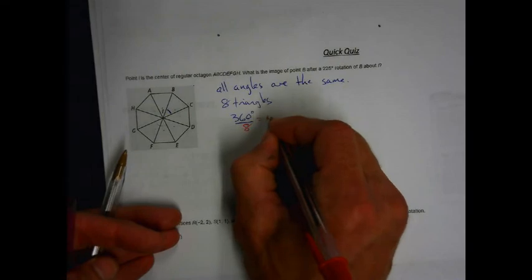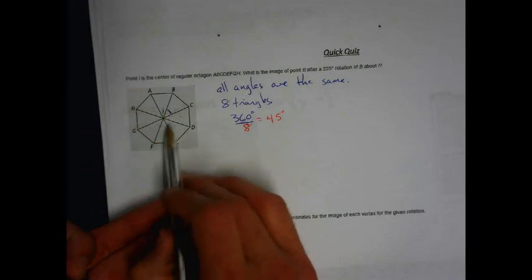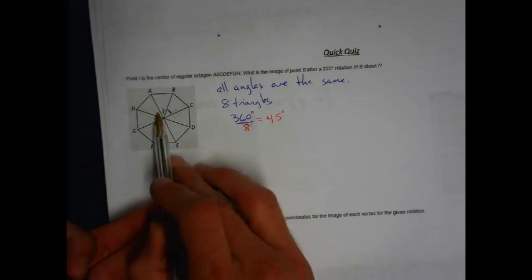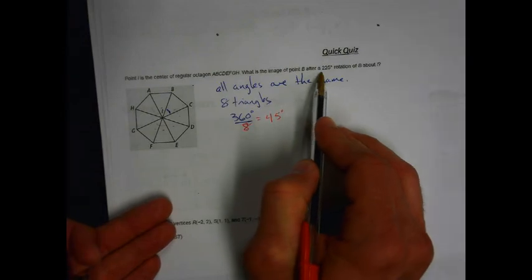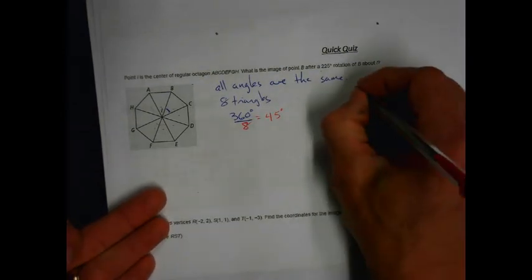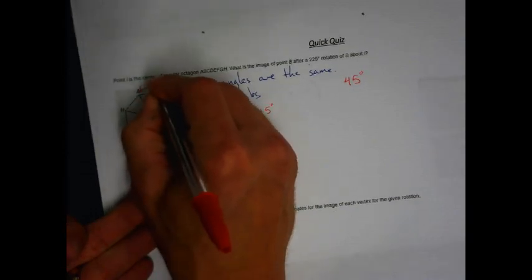So, funny how that works. If we divide 360 by 8, we get 45 degrees. So remember, we have 8 triangles. 1, 2, 3, 4, 5, 6, 7, 8. 360 is the full circle. That means each angle right in here is going to be 45 degrees. So what is the image of point B after a 225-degree rotation? Well, let's count it up. 45 is the first rotation, right? So from B to here, 45 degrees.